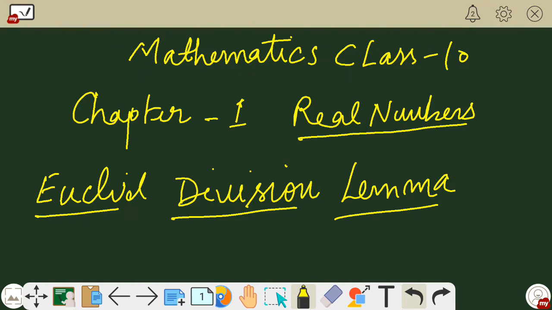Dear friends, today we are going to discuss mathematics class 10th, chapter number one, Real Numbers. We have already defined real numbers as those numbers that lie between minus infinity and plus infinity. Another way to say it is that real numbers are the collection of rational and irrational numbers. In this chapter we especially discuss Euclid's division lemma. This is simply a statement.